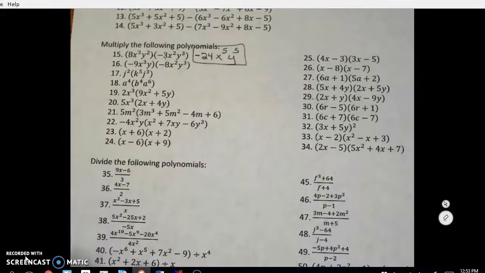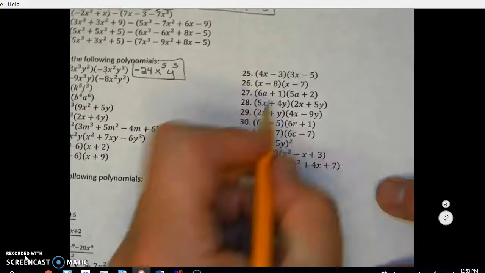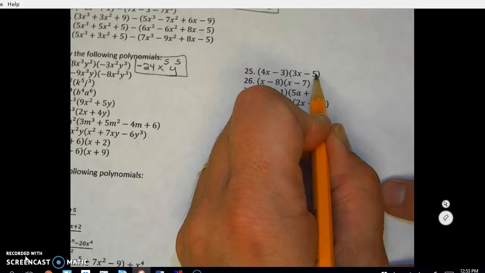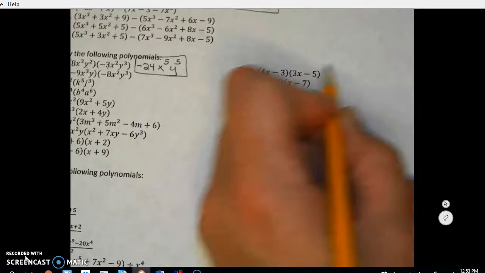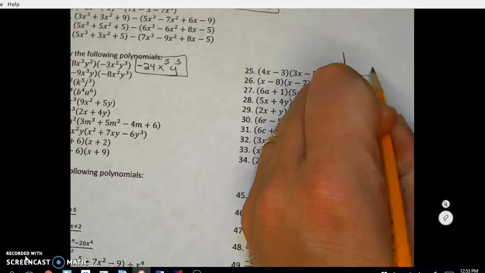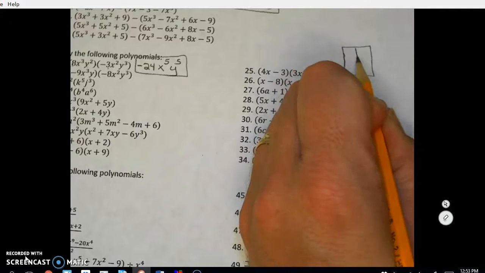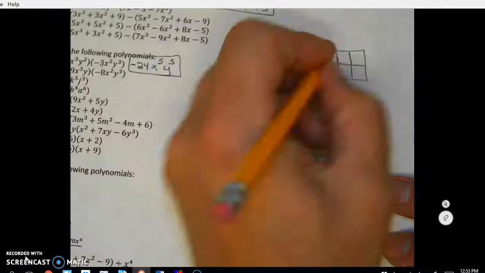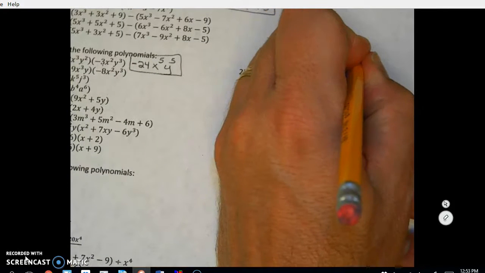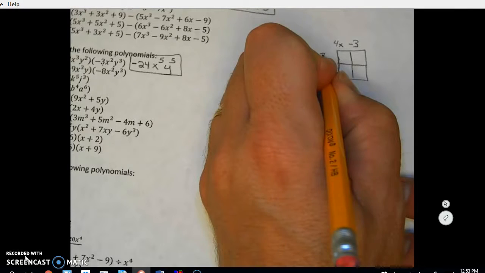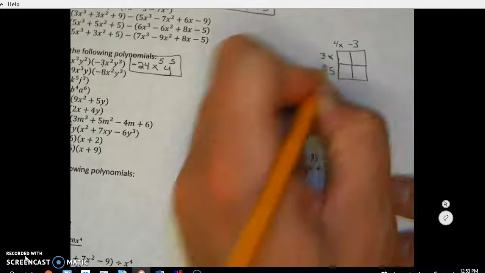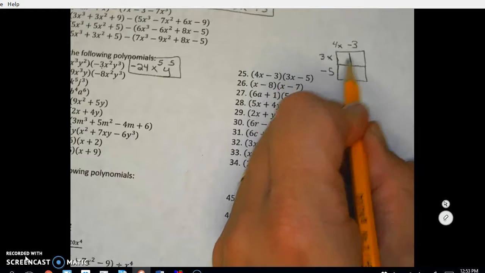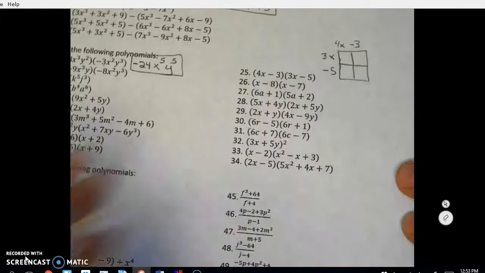And done. Now for 25, you can either FOIL it or you can use the box method to multiply this together. I'm not going to do the whole thing for you, because I think most of you are able to do this. We got 4x minus 3 times 3x minus 5. Fill in the boxes, combine like terms, and you'll have your answer.